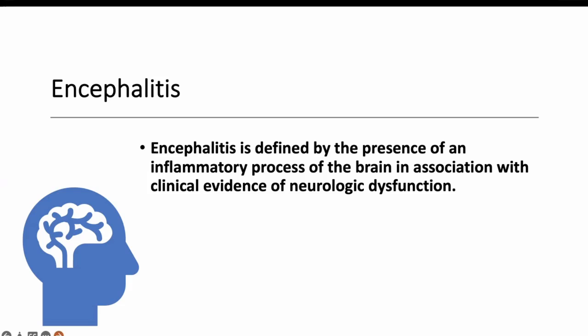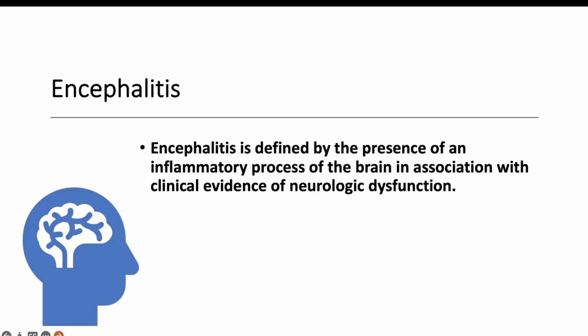Okay, let's move to encephalitis. So what is encephalitis? We mentioned meningitis is the infection of the meninges, specifically the arachnoid meninges, and all the complications came after that. It will disseminate to the subarachnoid space and sometimes to the ventricular space. Encephalitis is the infection or inflammation of the brain tissue itself.